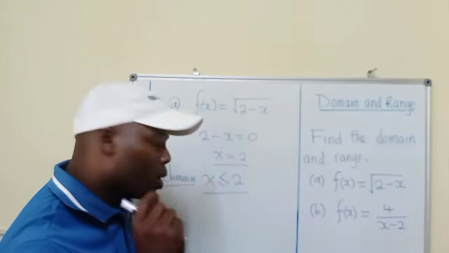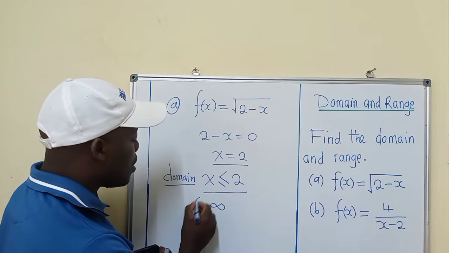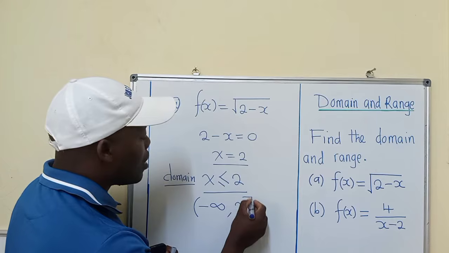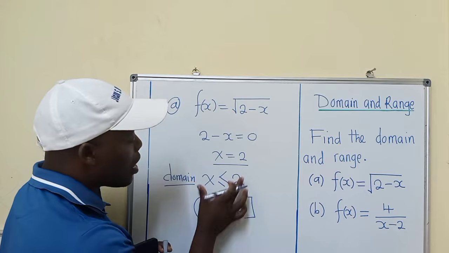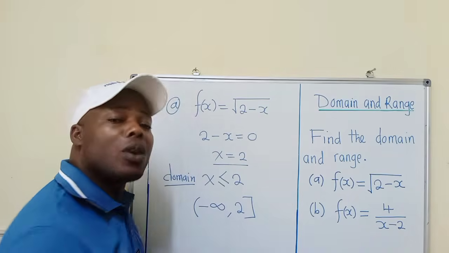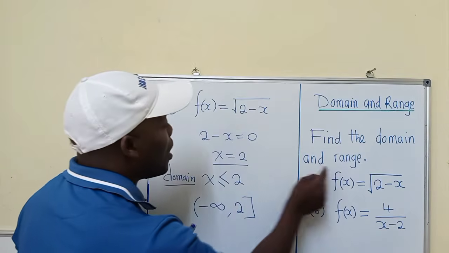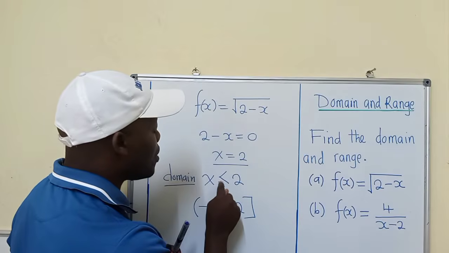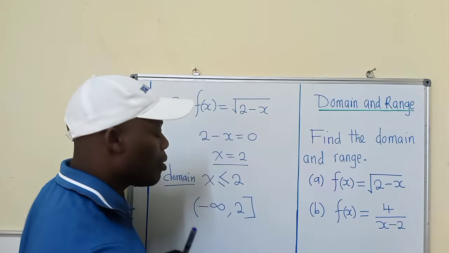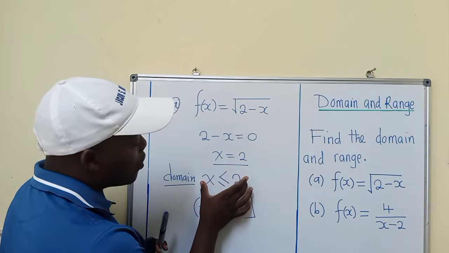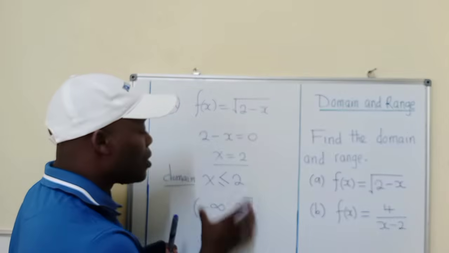Or if you want to write your domain, you can write it like this: negative infinity and 2 there. So this is also a solution. If you don't want to write this, you can write it like this. This and this are the same. So we found our domain. So now we need to find our range. Our domain is x less than or equal to 2, or negative infinity, comma 2. So if you don't understand this, just focus on this. If you don't understand this, focus on putting your solution like this. Just pick whichever you want to go with.